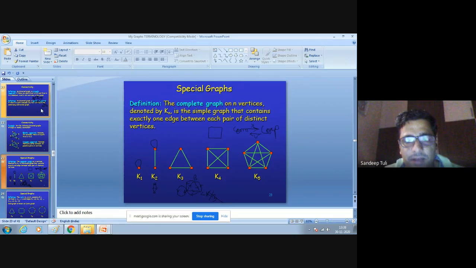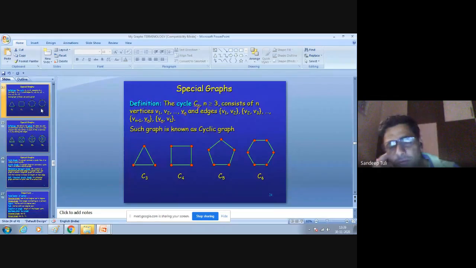So Kn is a complete graph with n vertices, without any loop. Please look into that. That should not have a loop. For K3, Kn I'm talking about only, when every vertex is connected directly to every other vertex. So what should be there? A direct connection between every pair of vertices. Now I am going to start with the other types of special graphs. First we are going to learn today the cycle.